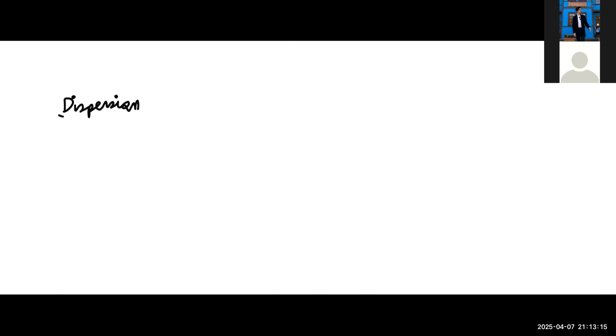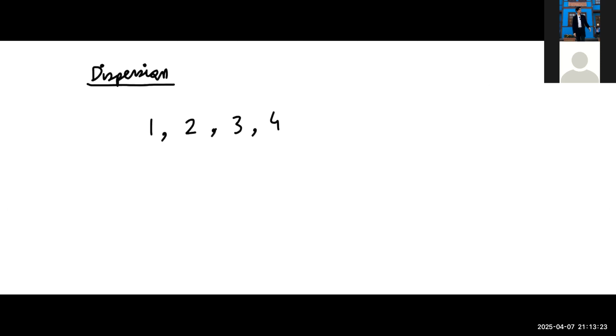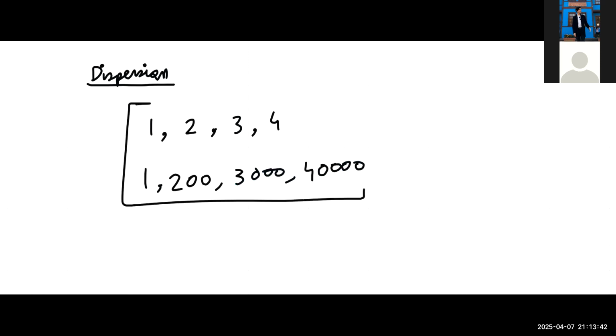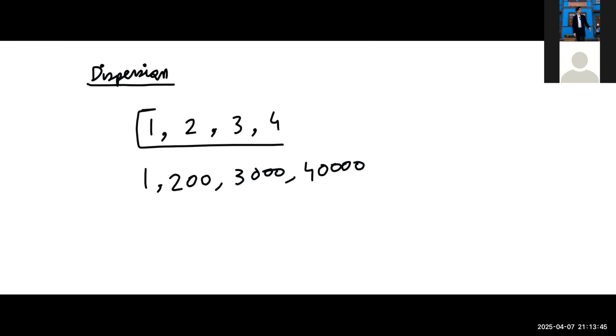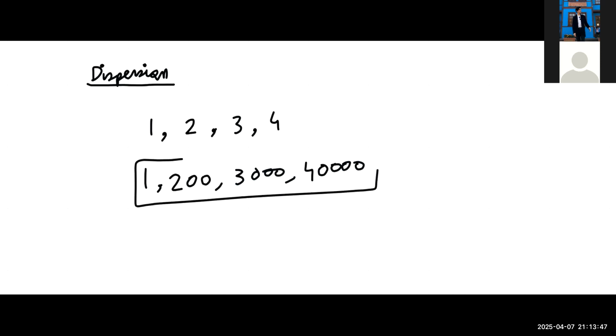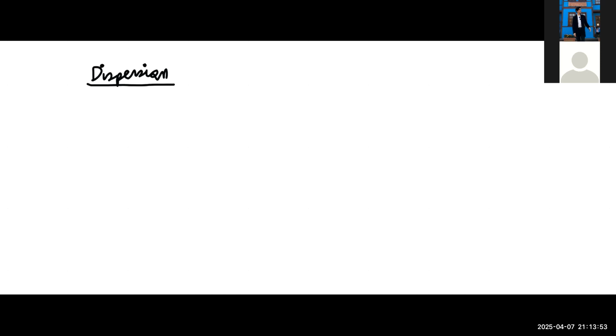Like in a very subjective sense, if you have 1, 2, 3, and 4, these are your four data points, and then you have 1, 200, 3,000, and 40,000. As you can see, one of these is clearly much more spread out than the other. And I don't mean the way I've written it. I mean the numbers themselves are very far apart, right? So you see that this is less spread apart and this is more spread apart. So we call this higher dispersion basically. But of course, we want to talk about more concrete ways to actually measure stuff, right?